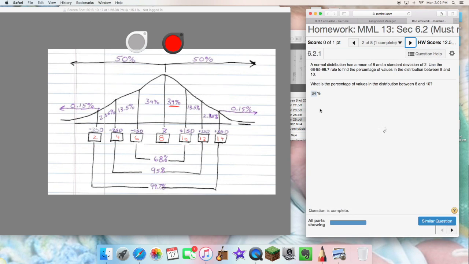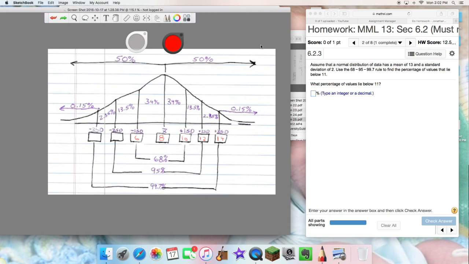Let's do something else. While I read this, I'm going to come over here and clear some things out. It says assume that a normal distribution of data has a mean of 13 and a standard deviation of 2. All right, I'm not even going to read the rest of it. It says I have a mean of 13. Well, the mean is going to go in the middle. It says I'm counting by 2, a standard deviation of 2. So this is going to be 15.